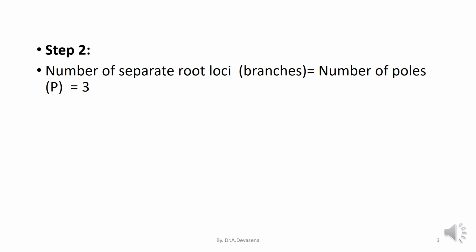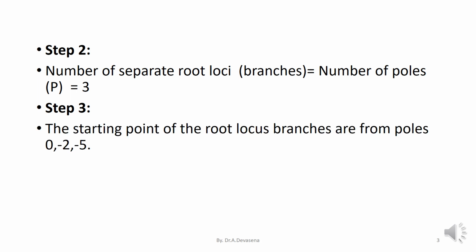Now we are going to identify the number of separate root loci, that is, the number of branches. Here the number of branches is equal to the number of poles because the number of zeros is 0. Then we identify the starting point of the root locus. Generally, the root locus branches start from the poles. Here, the poles are 0, minus 2 and minus 5. So, the starting points of the root locus are 0, minus 2 and minus 5.